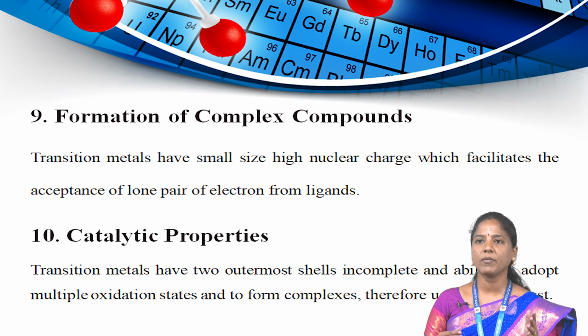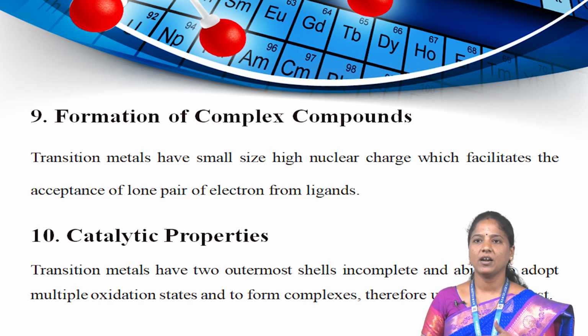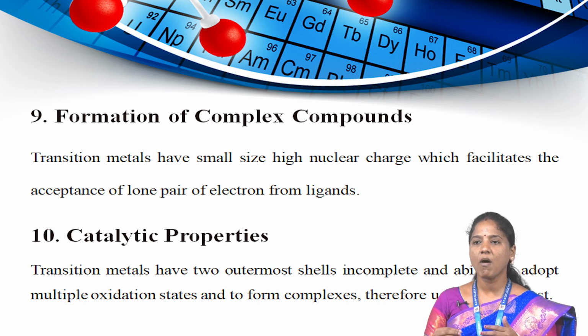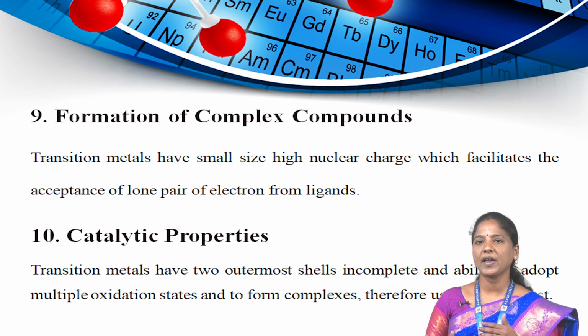The next one, formation of complex compounds. The transition metals have small size and higher nuclear charge, which facilitate the acceptance of lone pairs of electrons from ligands. They have vacant d orbitals of appropriate energies in order to accommodate the lone pairs of electrons.